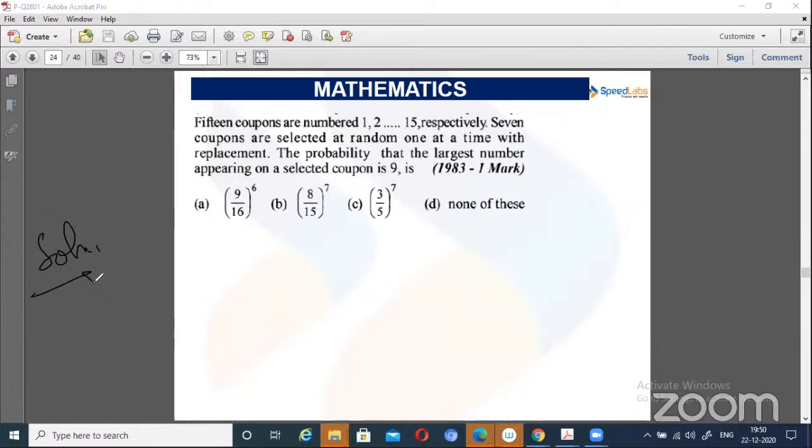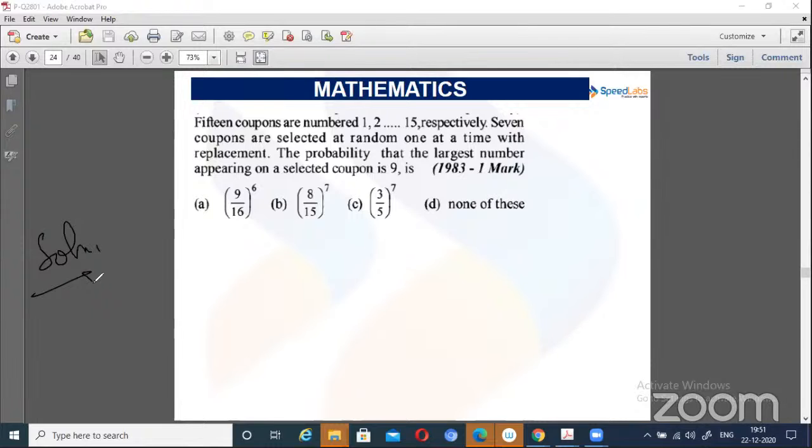15 coupons are numbered 1 to 15 respectively. 7 coupons are selected at random one at a time with replacement. Okay. The probability that the largest number appearing on a selected coupon is 9 is okay. तो हमें 1 से 15 तक coupons दिए हुए और हम उसमें replacement के साथ coupons निकालेंगे. For example, in my first draw, I'll take out a coupon, see the number and put it back. ठीक है, ऐसे करेंगे. We'll do that for 7 times.